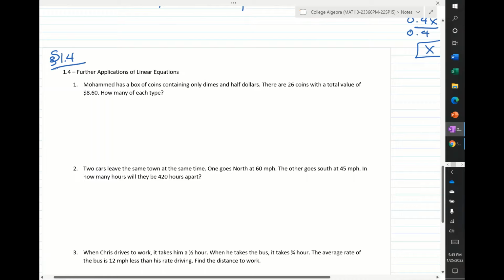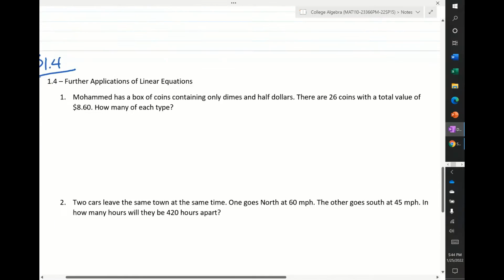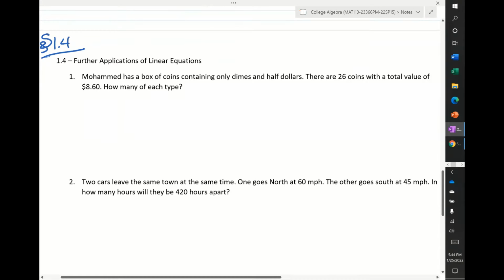Section 1.4 just says further applications of linear equations. We're going to be using the same steps that we did before, where we figure out what the variables are, what the equations are, using logic to put them together. And then to finish it up, we'll use algebra to solve for it. So we have about a half hour left.